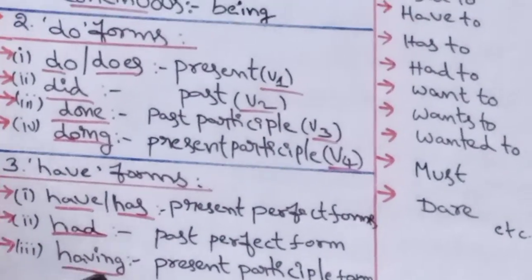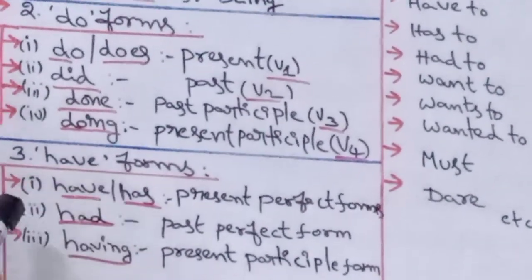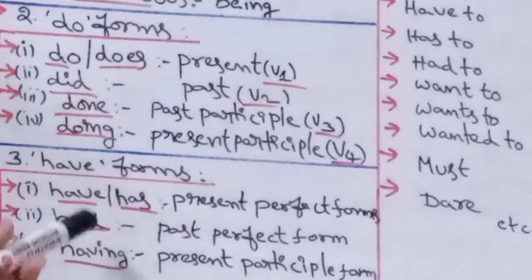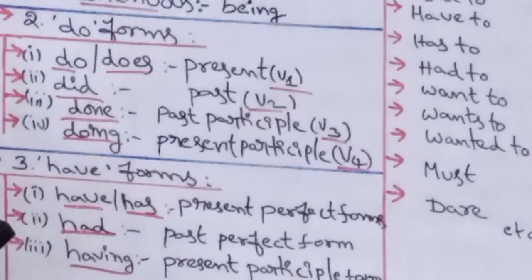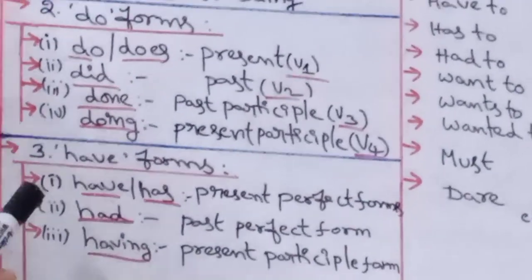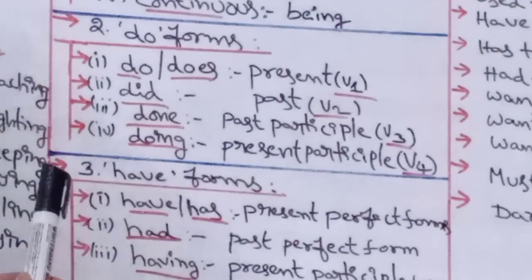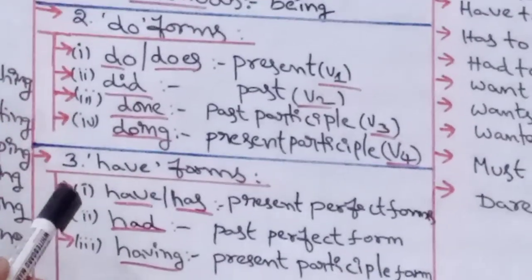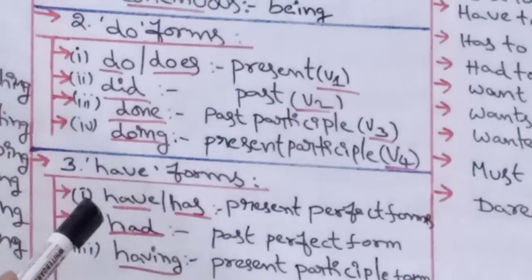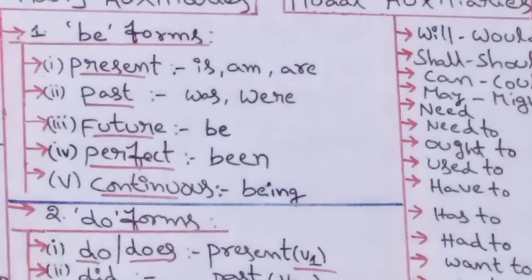Next form, having. Next have form is having. This is considered to be present participle form, and these are the have forms like have, has, had, having, and these are also called perfect forms. Have, has and had are perfect forms, and whenever a main verb is used in any perfect tense, 100% it is followed by V3. The verb must be in its V3 form if it is used after have, has, had. It's a basic principle, and this is about have forms. And like that we have seen the three types of primary auxiliary verbs: be forms, do forms, have forms.